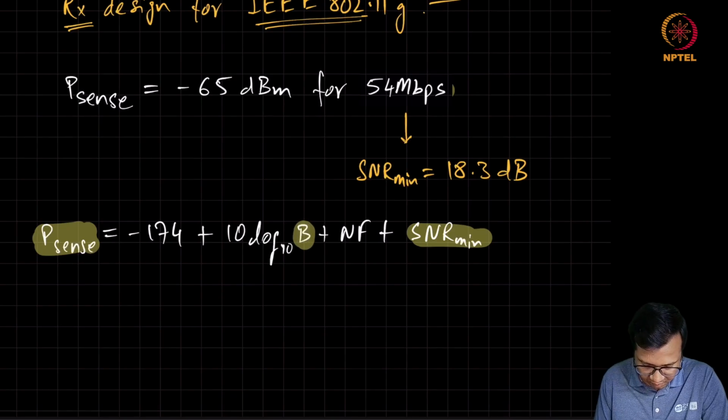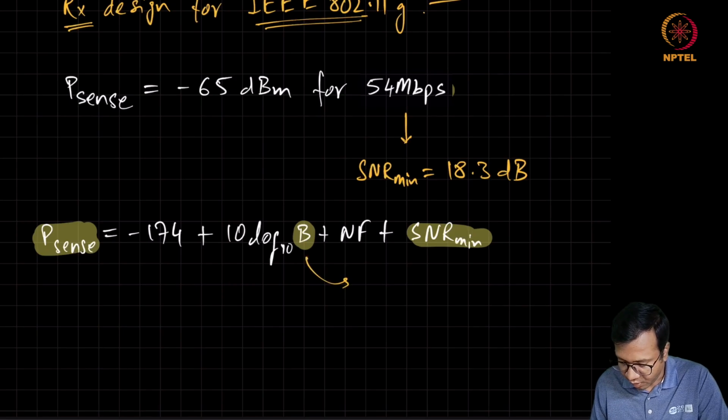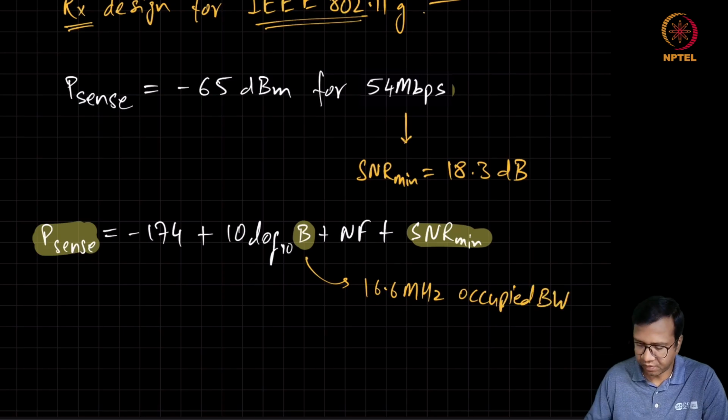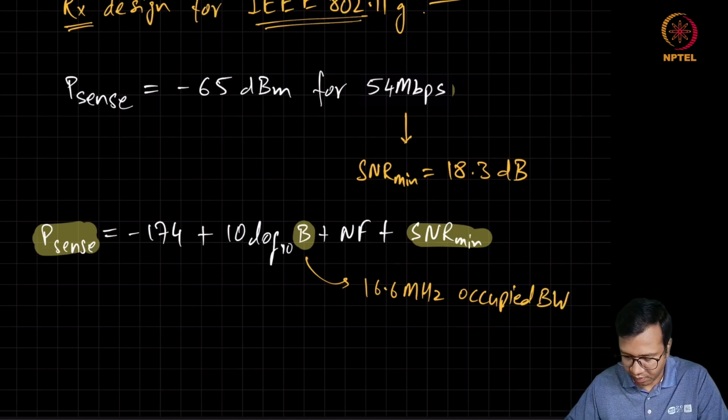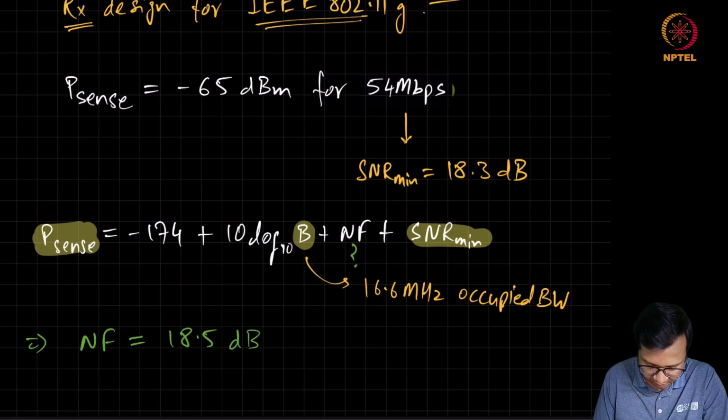This bandwidth, the channel bandwidth is 20 megahertz, but the occupied bandwidth is 16.6 megahertz. So this is what we are going to use for our calculation. And based on this, we can find out the noise figure. So if we plug in the values, we are going to find the noise figure to be equal to 18.5 dB to meet this spec.